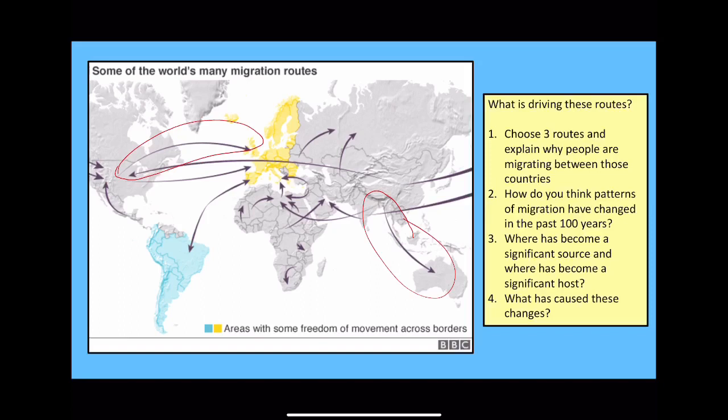So anyway, some points here. Choose 3 routes and explain why people are migrating between those countries. Choose some of these. I've talked about a couple of them. Why are people moving between these specific places?